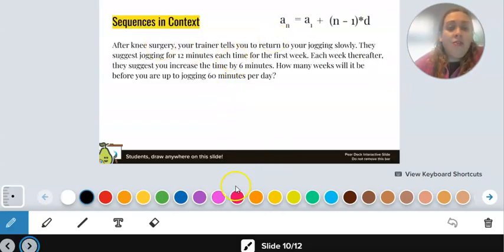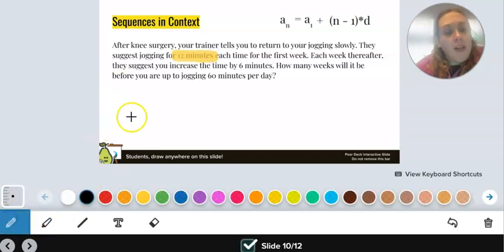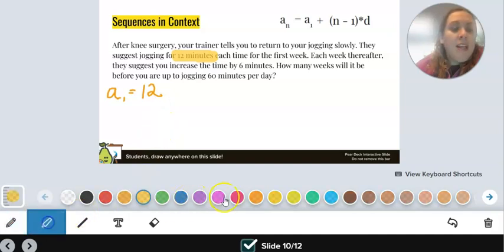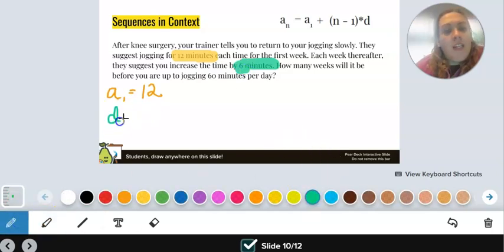So this is after knee surgery, your trainer tells you to return to jogging slowly. So they suggest doing 12 minutes each time for the first week. So for the first week, or a sub 1, we're just jogging 12 minutes. Each week after that, you're increasing your time by 6 minutes. So our difference here is going up by 6. How many weeks will it be before you're jogging up to 60 minutes per day?